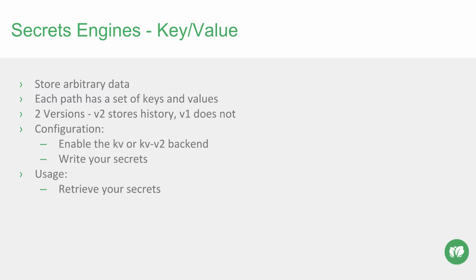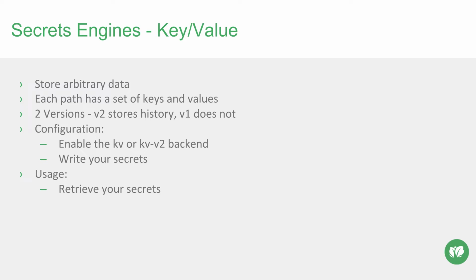So let's talk about some of the secrets engines in a little bit of depth. We're just going to cover a couple of these. Those are mostly the ones we're using at Cabbage right now. So key value is the most straightforward one. This is just store arbitrary data. You basically have a path, and at that path you have a set of keys and values.